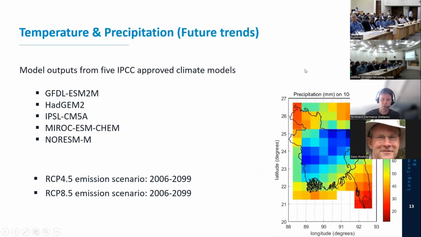Now then, so those were all about past trends. Then when we look at future trends, what we did is compare results for 5 different IPCC approved climate models. And for those 5 models, we considered 2 different emission scenarios, the RCP 4.5 and RCP 8.5. And on the right, you see an example of a map from those climate models that gives you a little bit of an idea of the scale on which these climate models present their data.